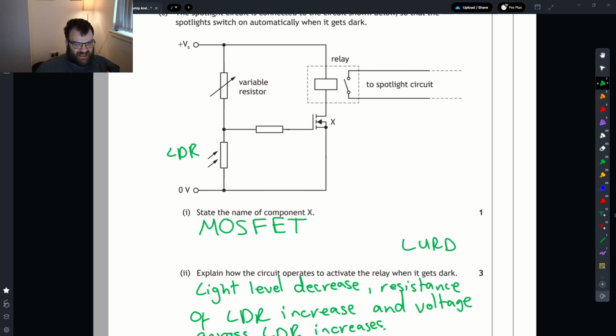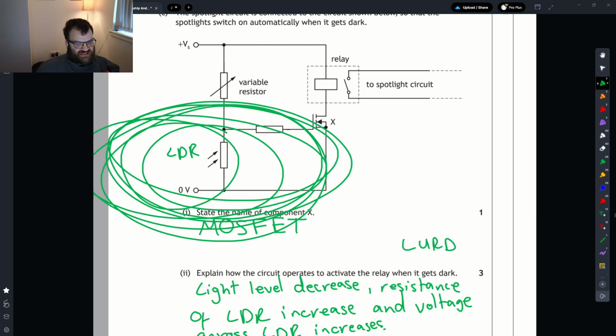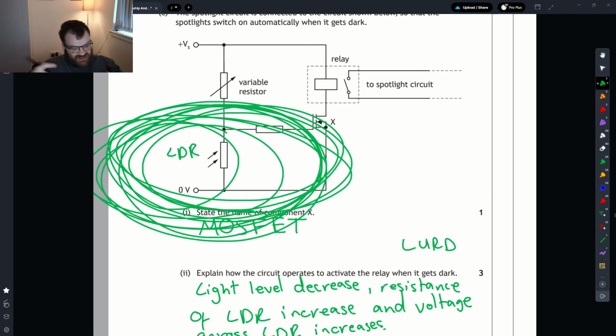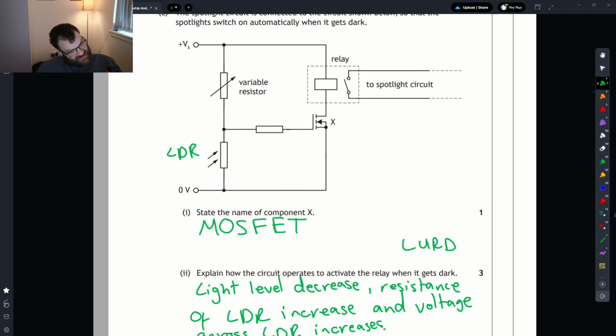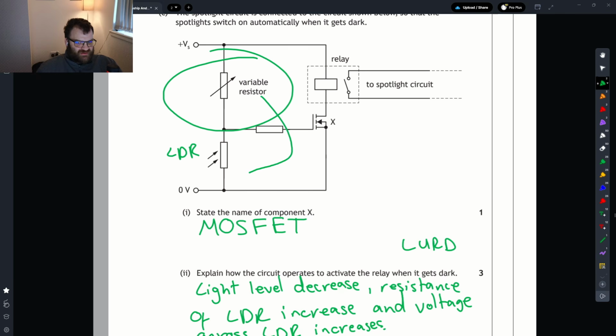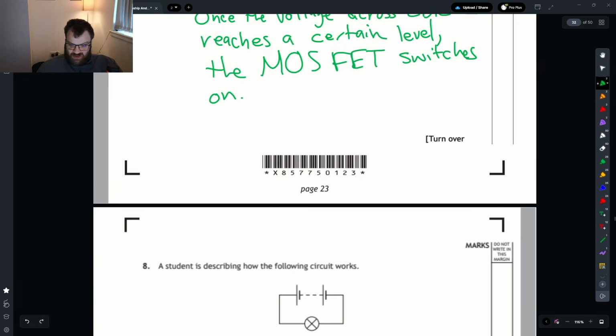And like I say, if this was the other way around, we would be talking about the resistance of the component going up or down, which changes the voltage across it. And then in some questions, if that was at the bottom, you'd want to talk about the voltage across the variable resistor, but there's no need to do that just now.